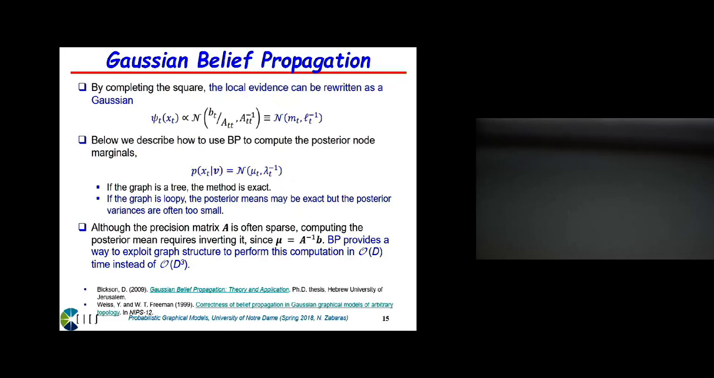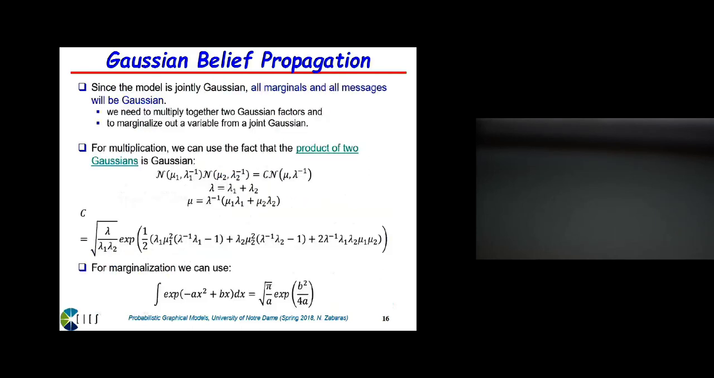And you need to do this at a cost that is not the same as inverting that matrix A, but something way more efficient. To be able to do that, you need to manipulate Gaussians, and it sounds like a trivial task, especially in one dimension, but this can be very complicated. You can have an explosion of calculations, especially if you try to extend this to not just Gaussians, but mixtures of Gaussians.